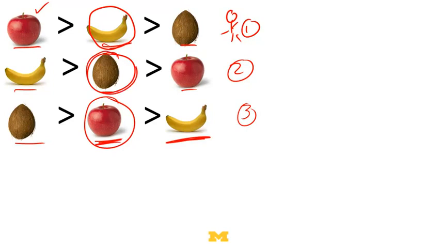Person 2 has the coconut, but they'd rather have the banana. So they go to person 1 who's got the banana and say, hey, person 1, would you like to have my coconut? How about my coconut for your banana? And person 1 says, the coconut? No way. I like my banana more than the coconut, so forget it. So person 1's not going to trade with person 2.